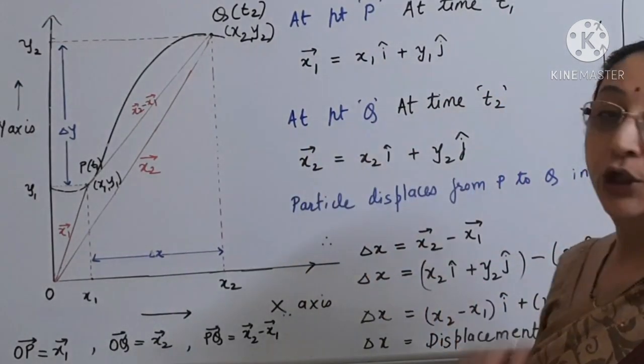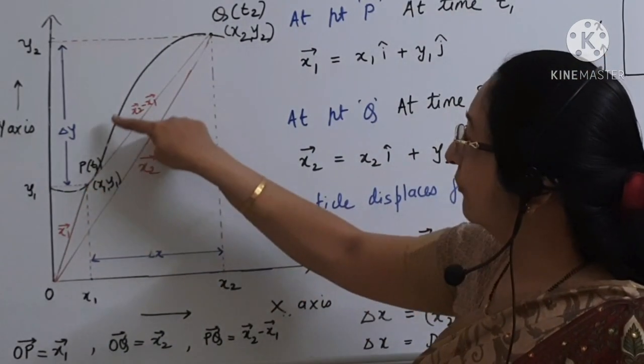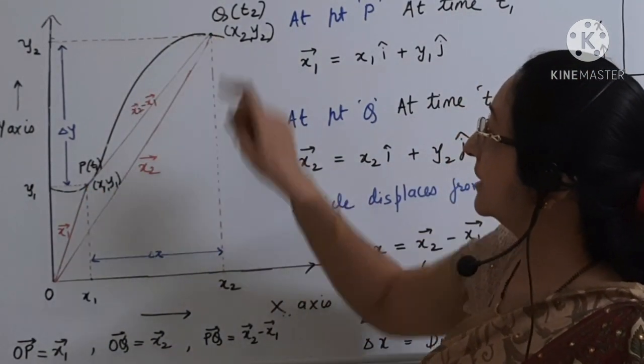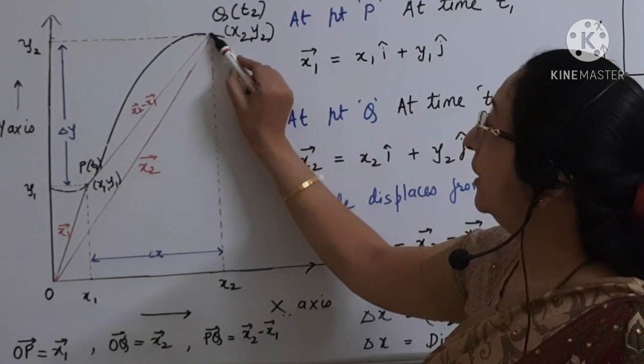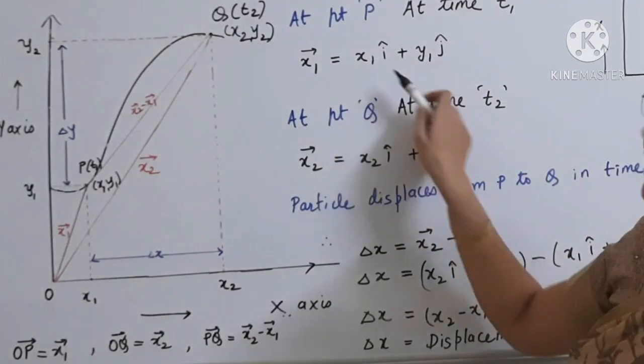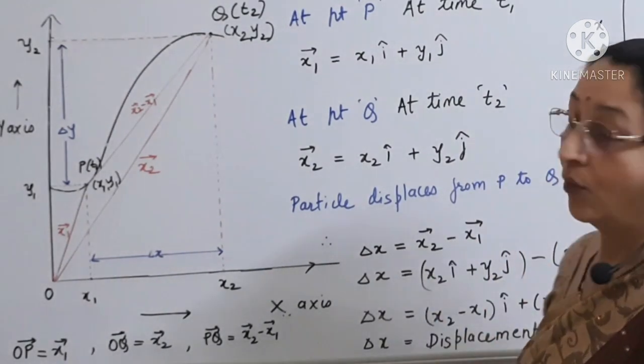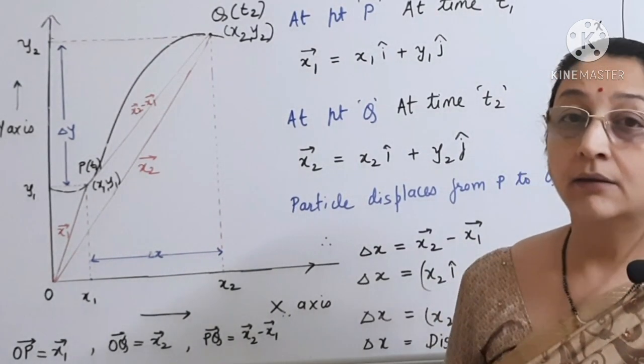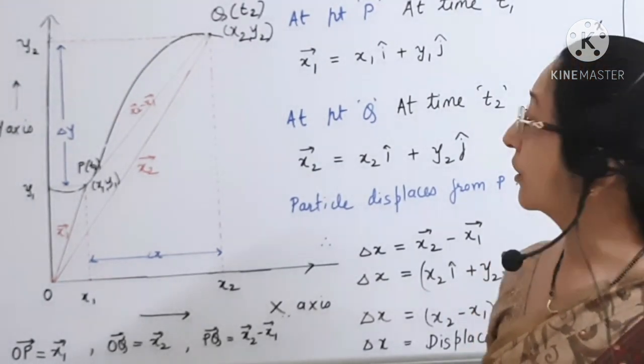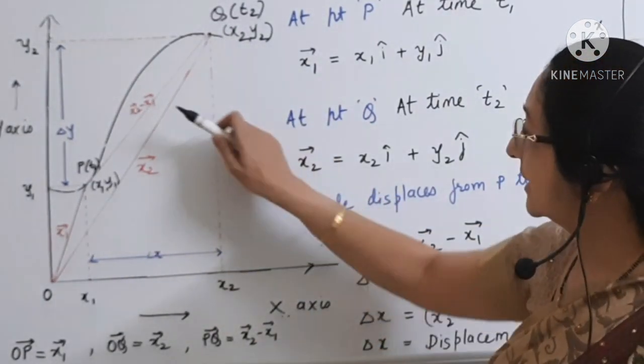Now at point Q, when the particle is moving from P to Q and it reaches the point Q, we know that it reaches the point Q at time t2. Now we are going to write the position vector of the point Q, that is x2.